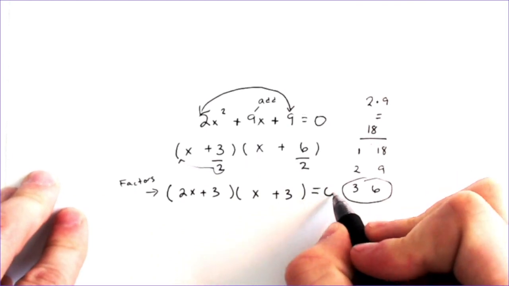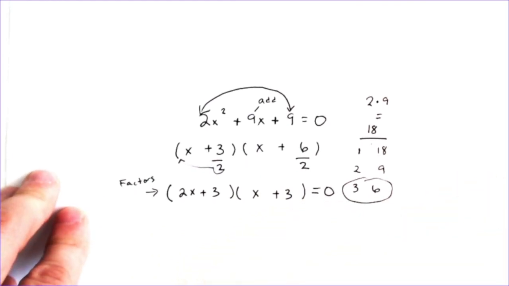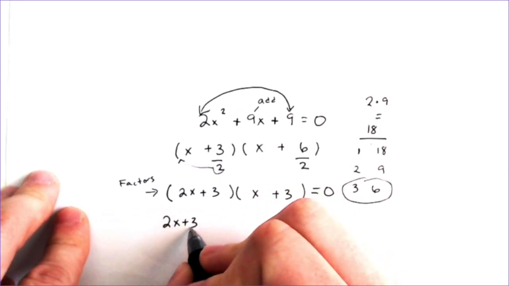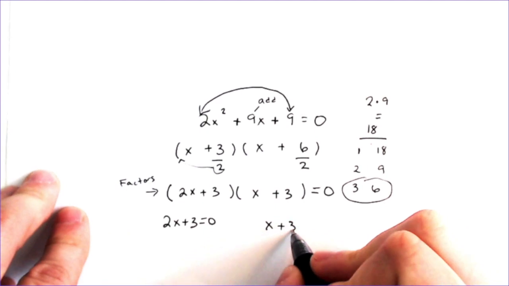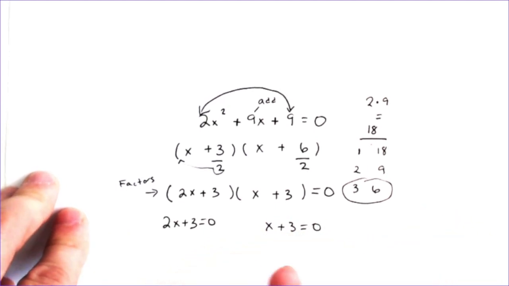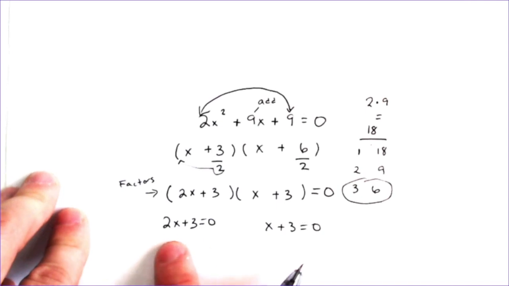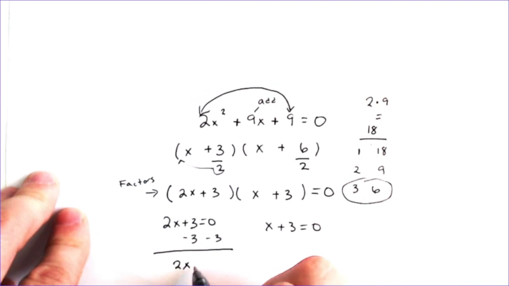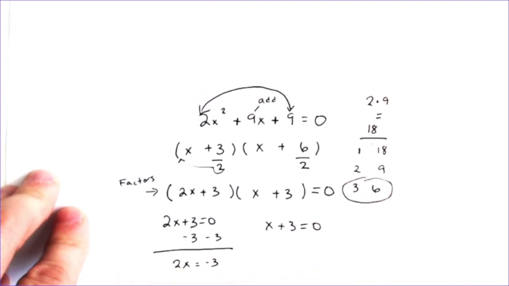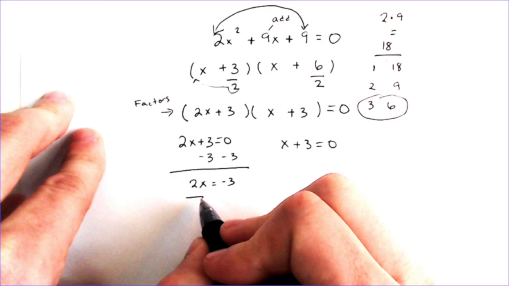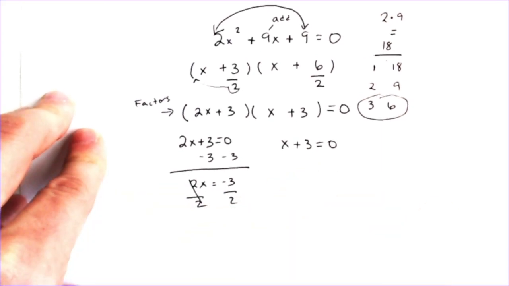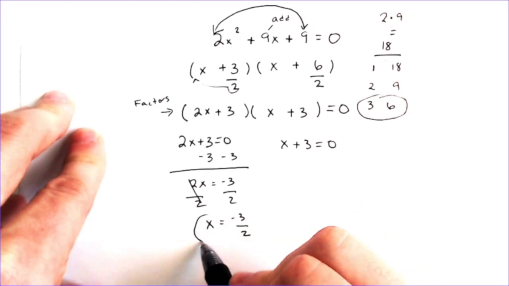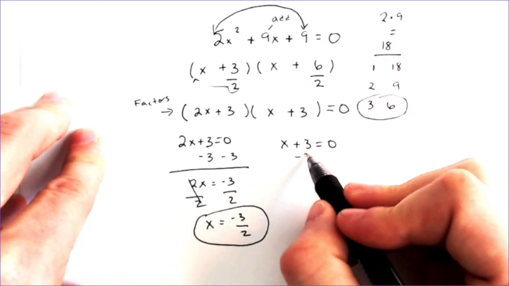If we are solving, in this case we are, and it equals 0, then you would have to individually set your factors equal to 0. 2x plus 3 equals 0, and x plus 3 equals 0. This one will require a little bit more solving. We will have to subtract 3. 2x equals negative 3. And then divide by 2. X would equal negative 3 divided by 2. And then this one, all you got to do is subtract 3.